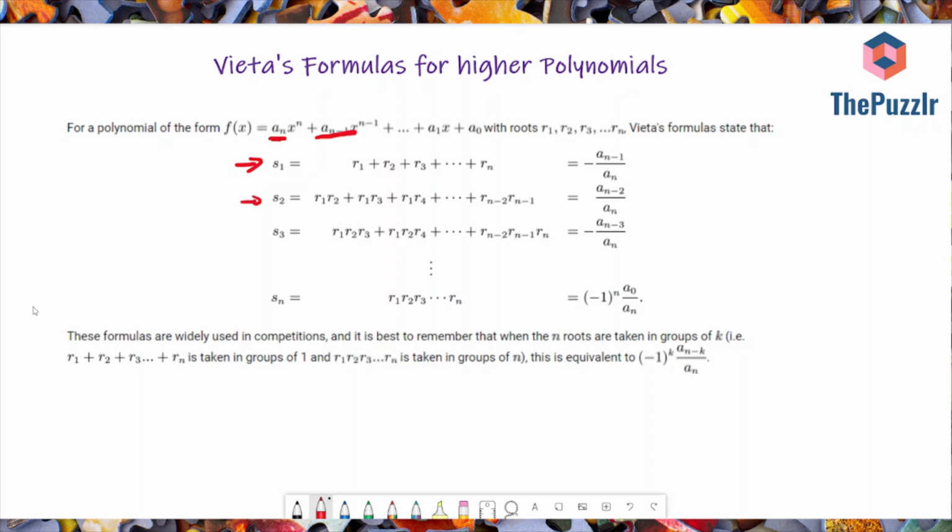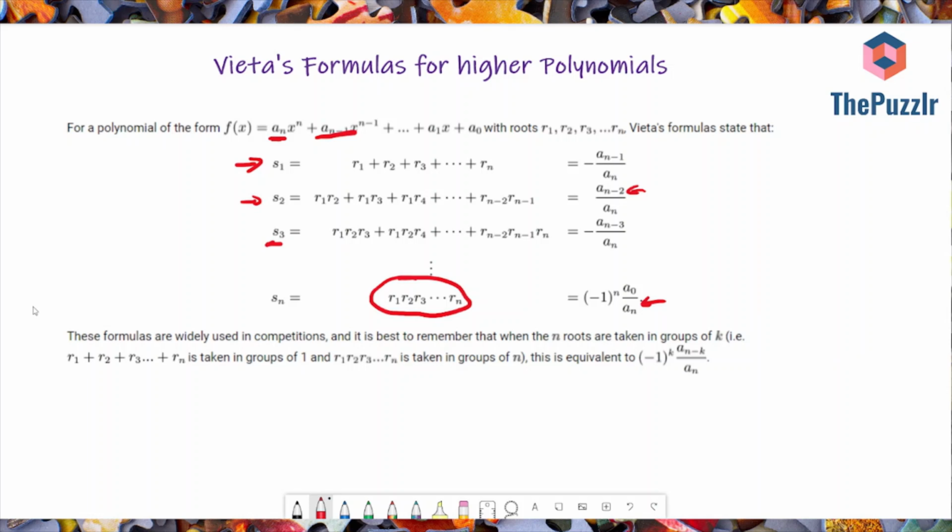The sum of the roots taken 2 at a time is equal to the next coefficient, which is a_(n-2), divided by a_n. Then the sum of the roots taken 3 at a time is going to be minus a_(n-3) over a_n. So the minus, positive, minus pattern continues all the way to s_n, which is just the product of all the roots. And that's equal to the constant divided by the first term times negative 1 to the power of n. So these formulas, you'll see them all over the place in the AMC 10.